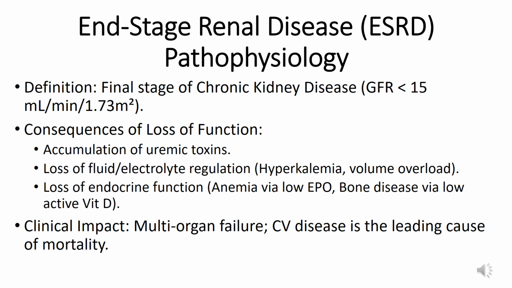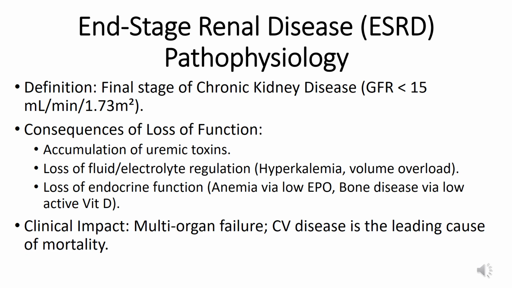They can no longer adequately maintain the body's internal balance. End-stage renal disease is typically defined by a glomerular filtration rate, or GFR, below 15 milliliters per minute per 1.73 square meters. This level of kidney function is critically low. The kidneys normally perform many essential tasks.